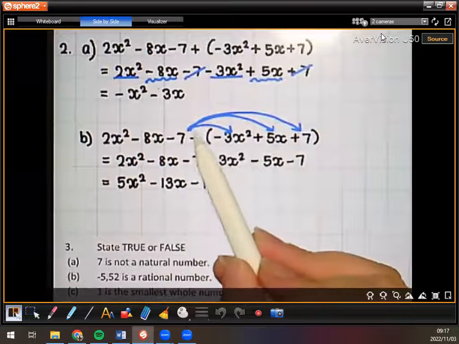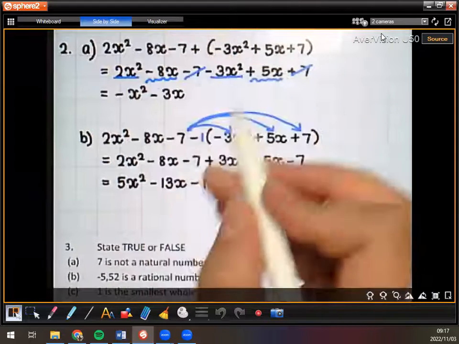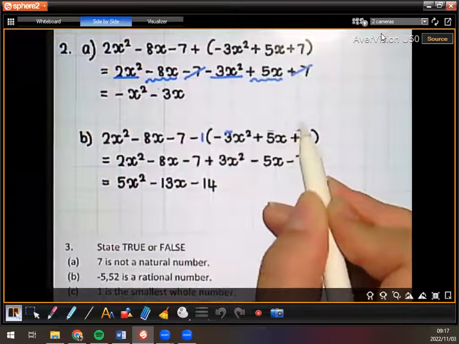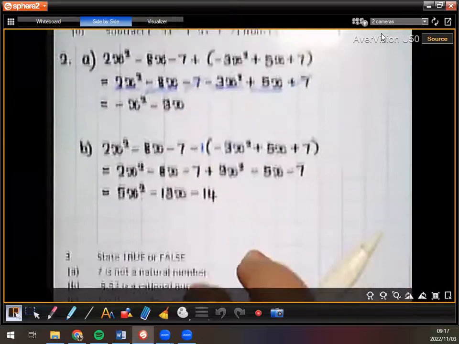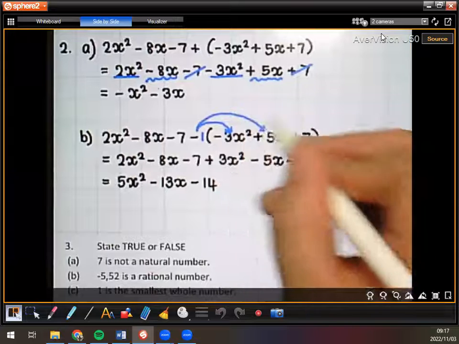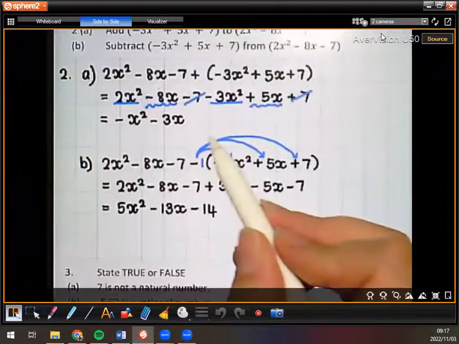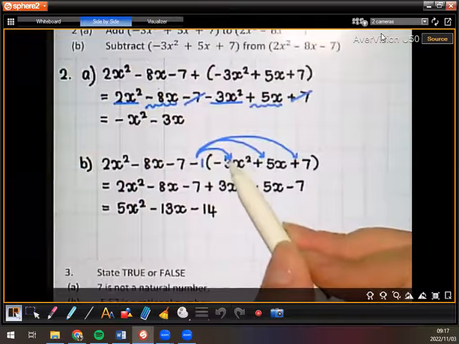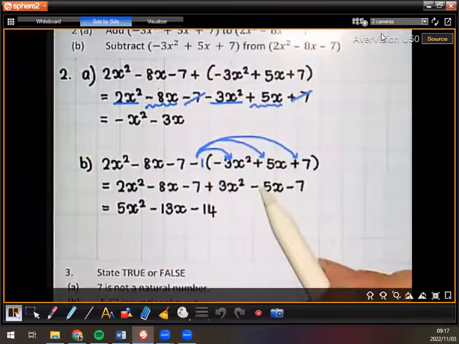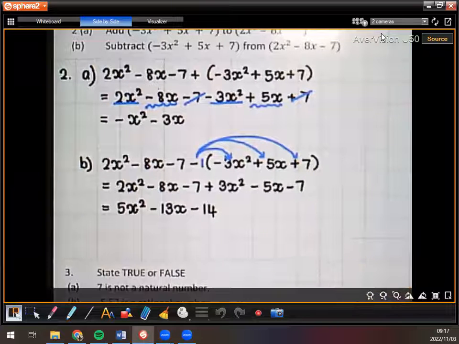What number is in front of this bracket? A negative 1, actually. Sorry, it kind of looks like my arrows are going from the 7. Does that 7 have anything to do with the bracket, guys? The 7, no, it's a separate term, right? The number that I'm multiplying into the bracket is negative 1. Now, what is a negative times a negative? Positive. That's why that negative 3x squared is now plus 3x squared. A negative times a positive is a negative. Again, a negative times a positive is a negative.